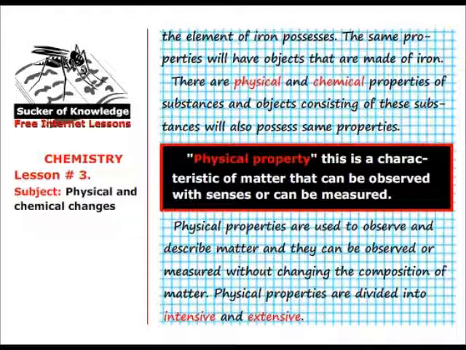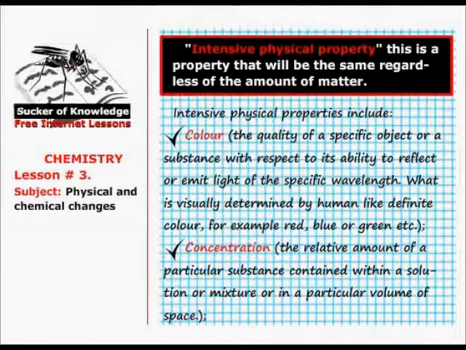Physical property: this is a characteristic of matter that can be observed with senses or can be measured. Physical properties are used to observe and describe matter, and they can be observed or measured without changing the composition of matter. Physical properties are divided into intensive and extensive. The intensive physical property: this is a property that will be the same regardless of the amount of matter.